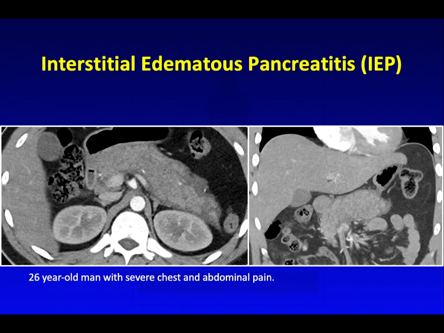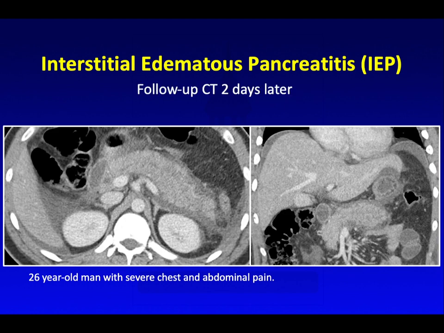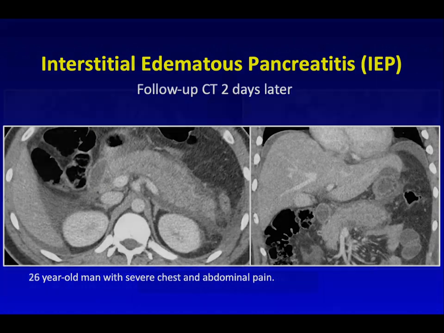And this is another example. Similar to the previous example, we see the diffuse edematous enlargement of the pancreas with peripancreatic soft tissue stranding and fluid, homogeneous enhancement throughout. And this person underwent a follow-up CT 2 days later, and you can see that there's more fluid all around. There's more third spacing of fluid, more free fluid within the abdomen as well. But then the pancreas is still enhancing very homogeneously.